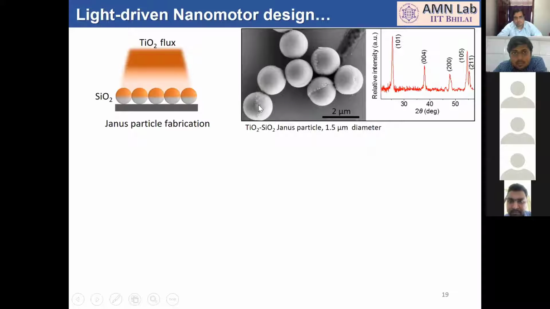Here in the SEM image, I did this with PVD coating, physical vapor deposition, over a monolayer of commercial silica particles. Here you can see the half coating of TiO2 material. It is 50 nanometers thick, and XRD shows the anatase phase of TiO2. As we know, TiO2 is a wide bandgap material. When you illuminate it with UV light of matching wavelength, roughly less than 380 nanometers, it generates a pair of electrons and holes across the band gap of the TiO2.